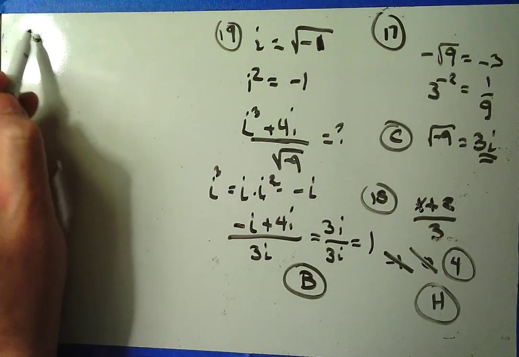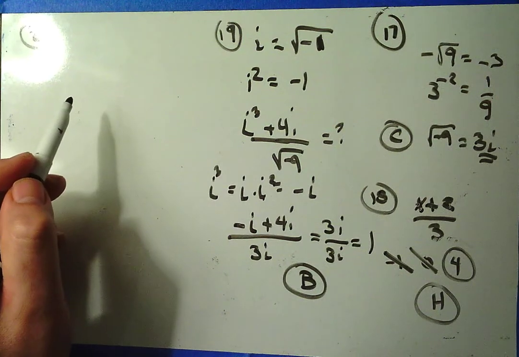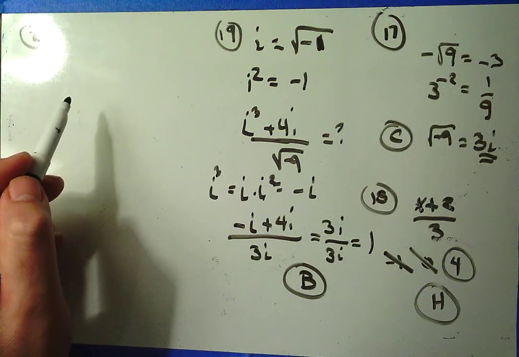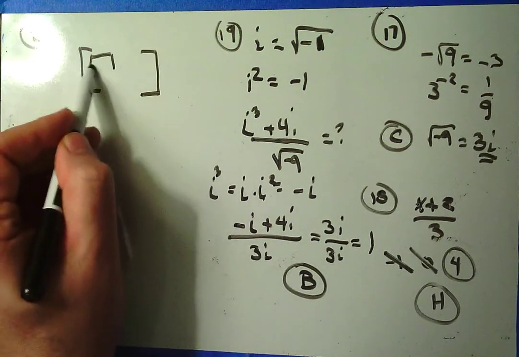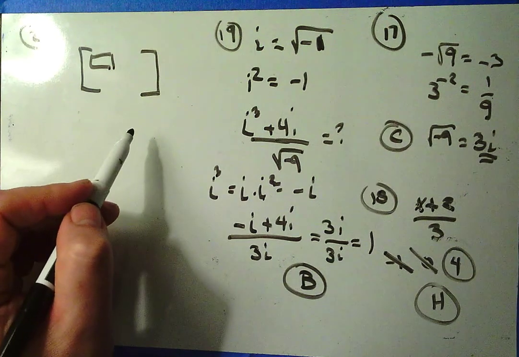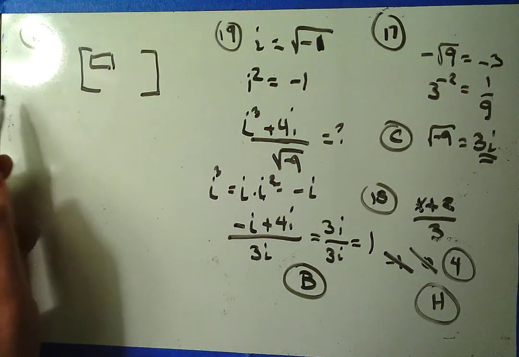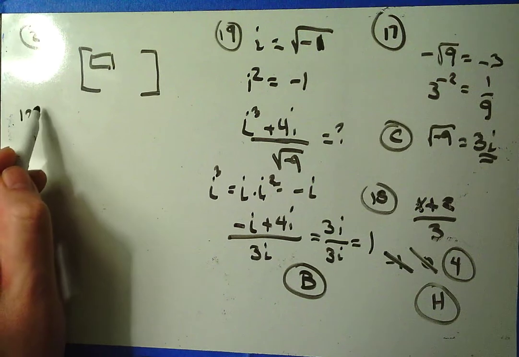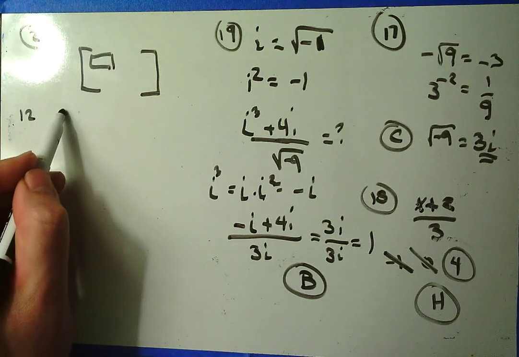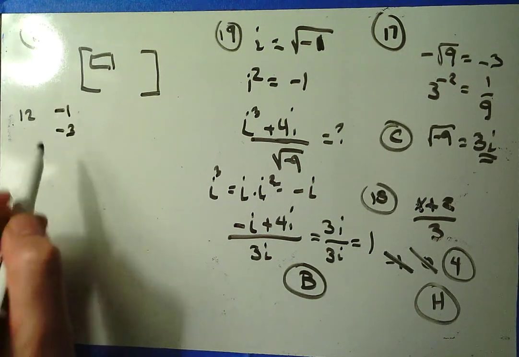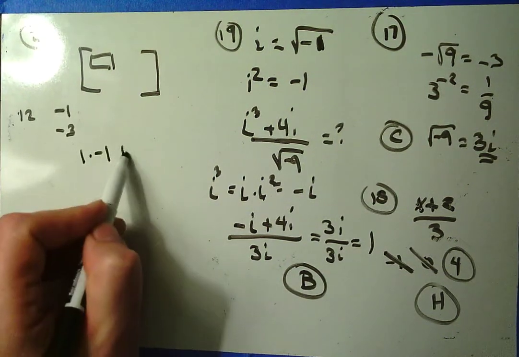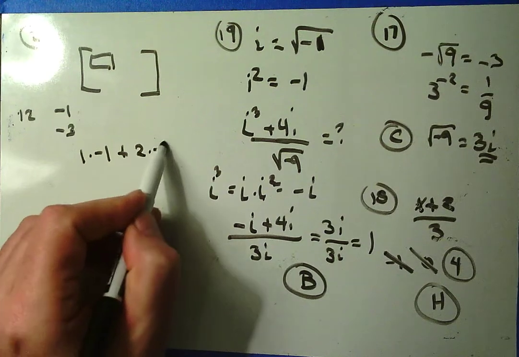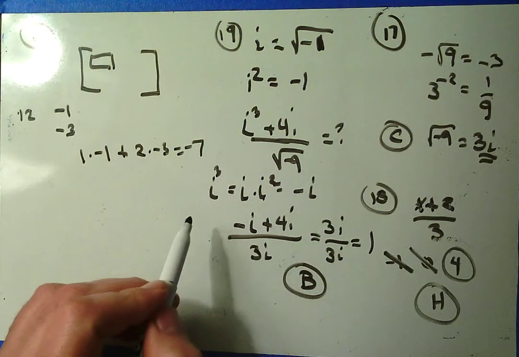And then number 20, we've got the product of the matrix, and we're looking for the value of x plus y. So I need to find this box, top left, top row, first column. I multiply the top row, 1, 2, by the first column, negative 1, negative 3, and I get 1 times negative 1 plus 2 times negative 3, which is negative 7.